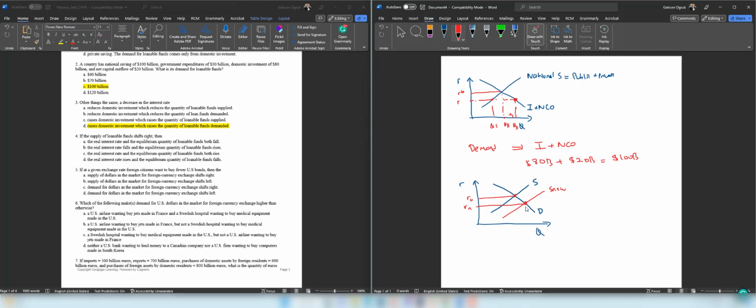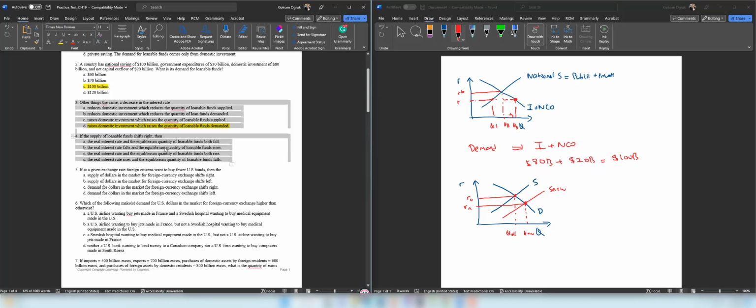And what happens to the equilibrium quantity of loanable funds? You need to compare Q old and Q new. The quantity of loanable funds is actually going to increase. So we need to find the right answer. The real interest rate falls, equilibrium quantity of loanable funds rises. So this is the right answer.